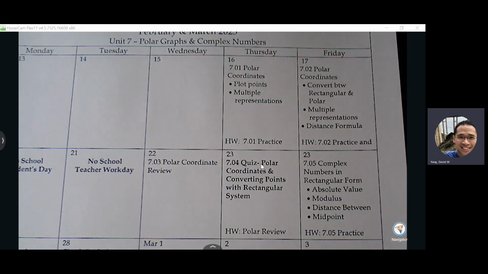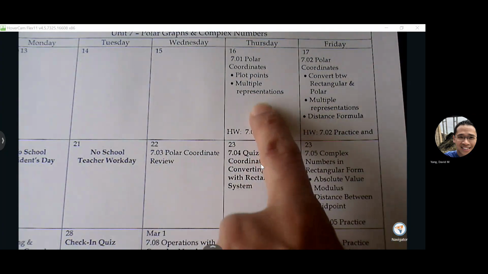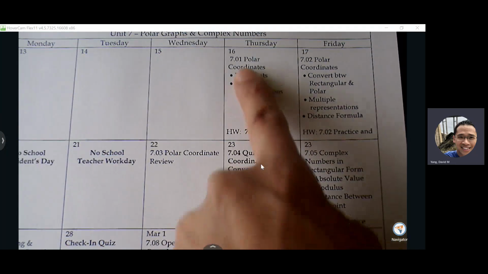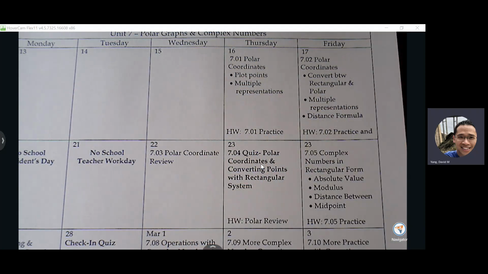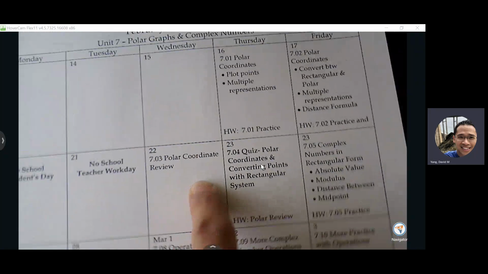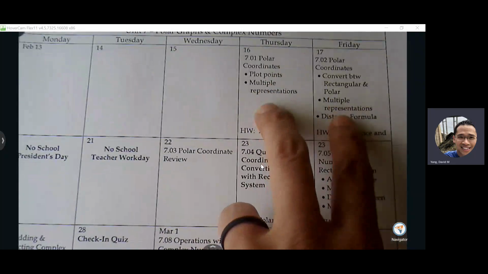Okay, so here's the calendar for these next couple of weeks. Today we're just learning how to plot points on the polar coordinate plane, and then tomorrow going from rectangular to polar. I think you'll see a lot of nice connection between this and the previous unit. Next week, no school Monday or Tuesday. And then we'll have a review day on Wednesday, and then just a short quiz on Thursday, just going over what we covered today and tomorrow.